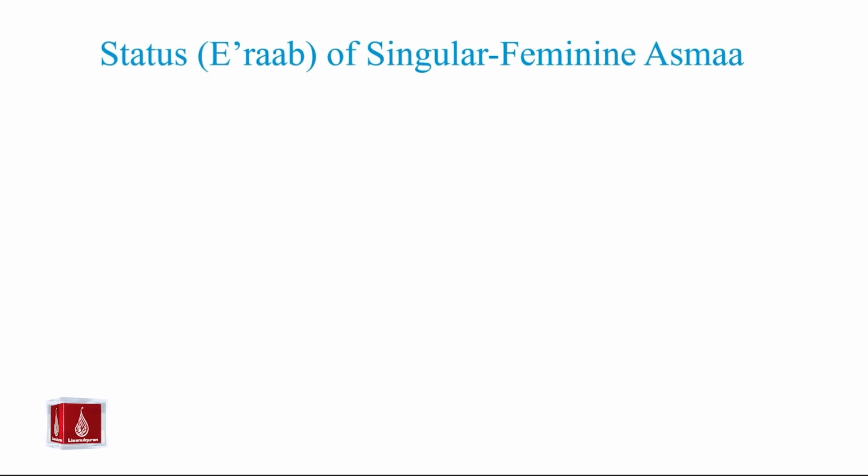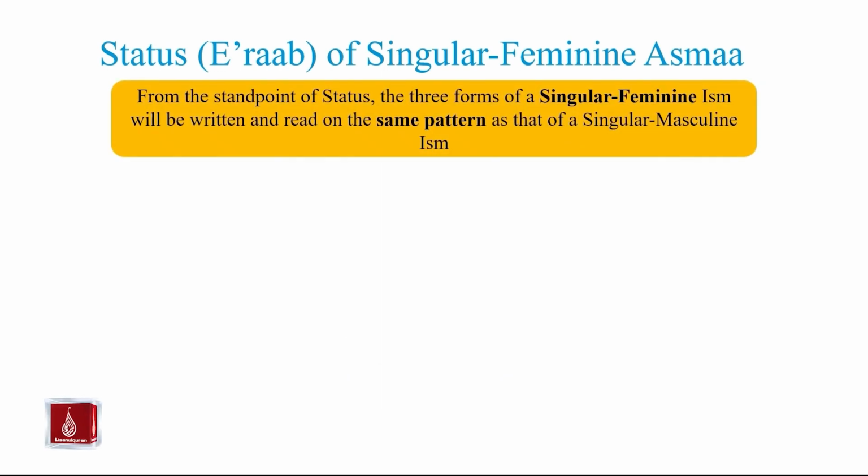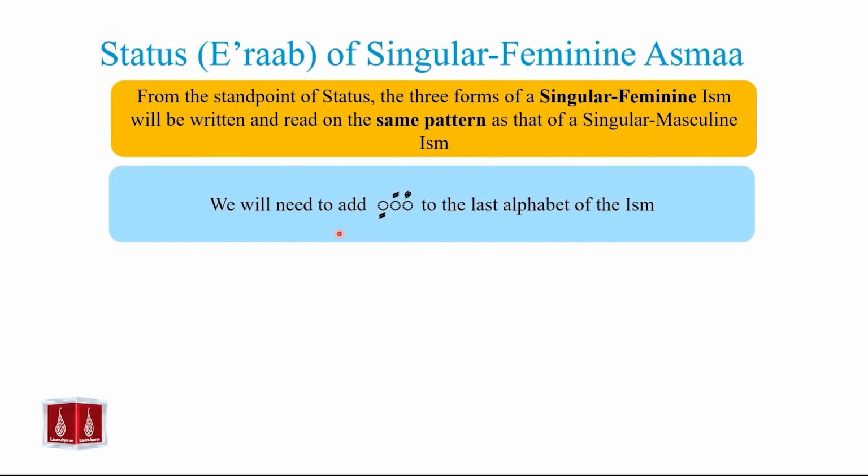Let us study the status of singular feminine asma. From the standpoint of status, the three forms of a singular feminine ism will be written and read on the same pattern as that of singular masculine ism. So, we will need to add double pesh, double zabar, double zir to the last alphabet of the ism.